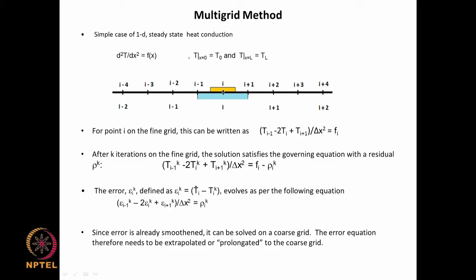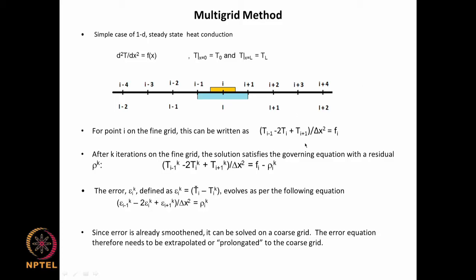So, for point I, which is there in the fine grid and also in the coarse grid, this equation can be written as (T_{i-1} - 2T_i + T_{i+1}) / delta x squared = F_i. This is our conventional finite difference formula at point i with a grid corresponding to the small i's. So, you have small i minus 1, this value, small i plus 1, this value and this value. That gives you a central difference approximation, and if you do this for all the grid points, you get AT = B, and then you can solve it.